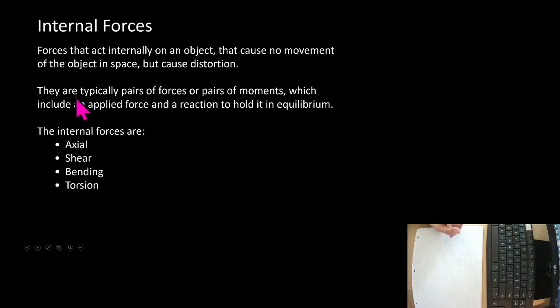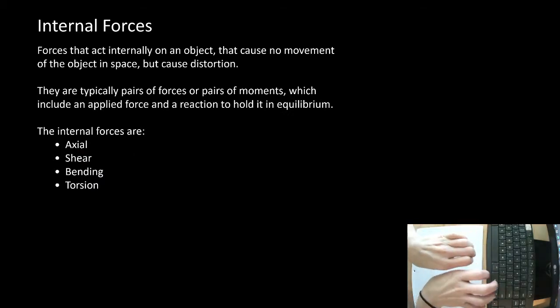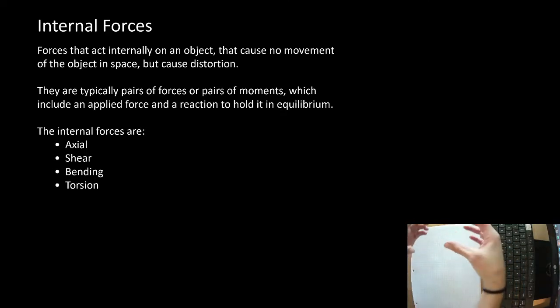Typically, they're pairs of forces or pairs of moments, which include an applied force and a reaction to hold it in equilibrium. Internal forces are represented by axial forces, so that can be compression or tension, shear, which is that act of things moving relative to each other along a plane, and bending. We also had torsion, which we're not really talking about much in this course, but it kind of looks like a combination of shear and bending.